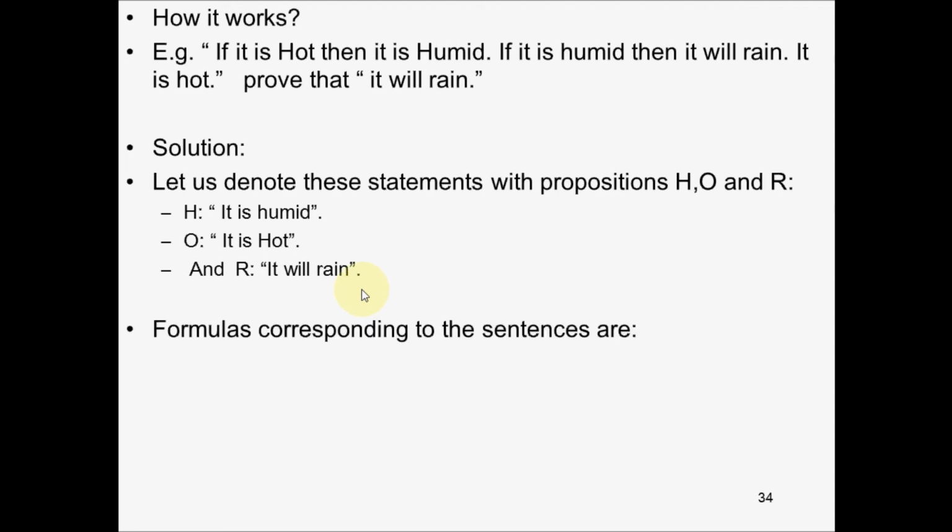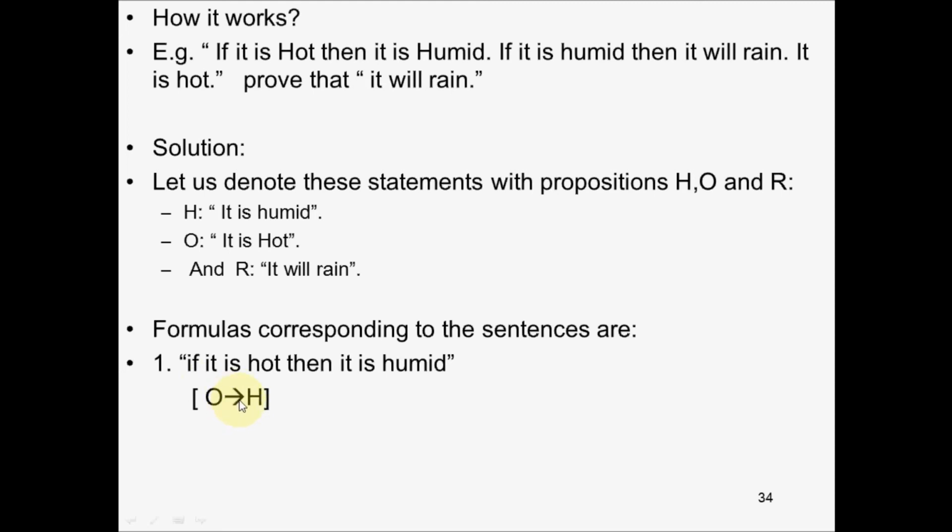So the first sentence, if it is hot then it is humid, can be written as O implies H, because O means hot, so hot implies humid. Now once you convert a sentence into a proposition, ultimately you're going to use the resolution algorithm for this. So it is your duty to see whether this is already in CNF. Is it in CNF? No, because there is an implication sign here.